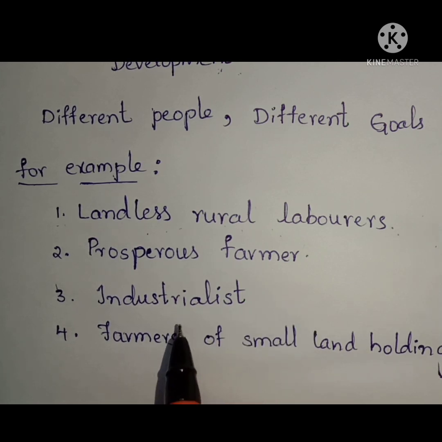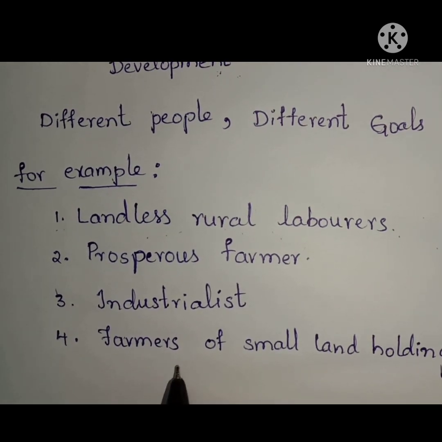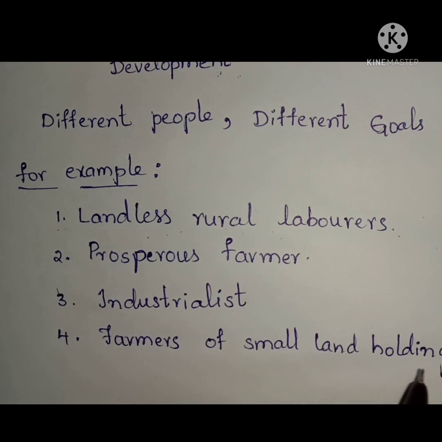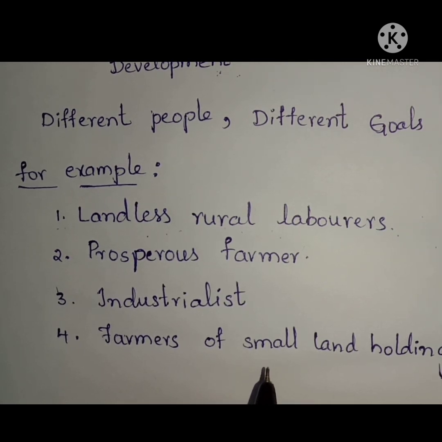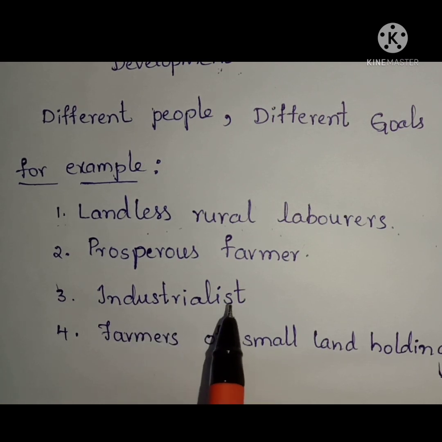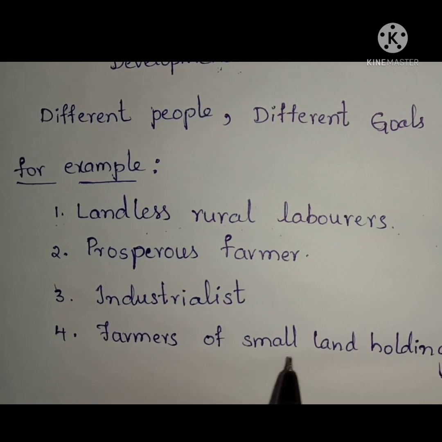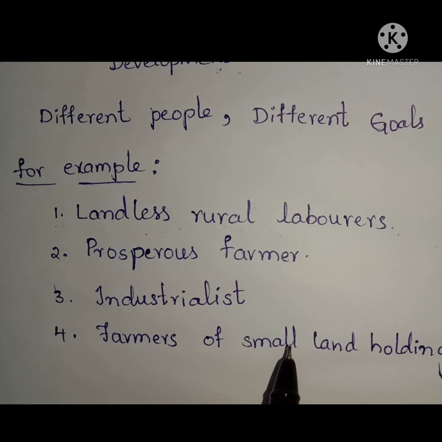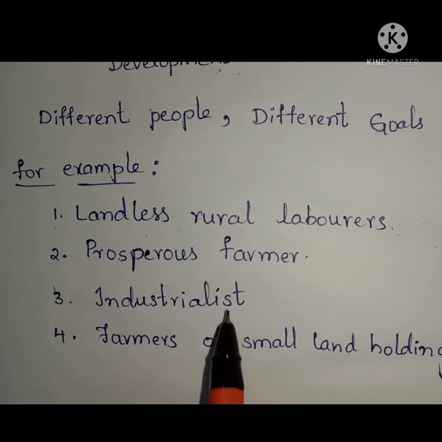So, when it comes to the same situation, the third category of person is farmers of small land holding. They don't expect larger dams, they would expect only small check dams, which will supply water to all the people. So, here an industrialist is expecting large dams, whereas the farmers of small land holding would expect small check dams. So, they are different from each other.